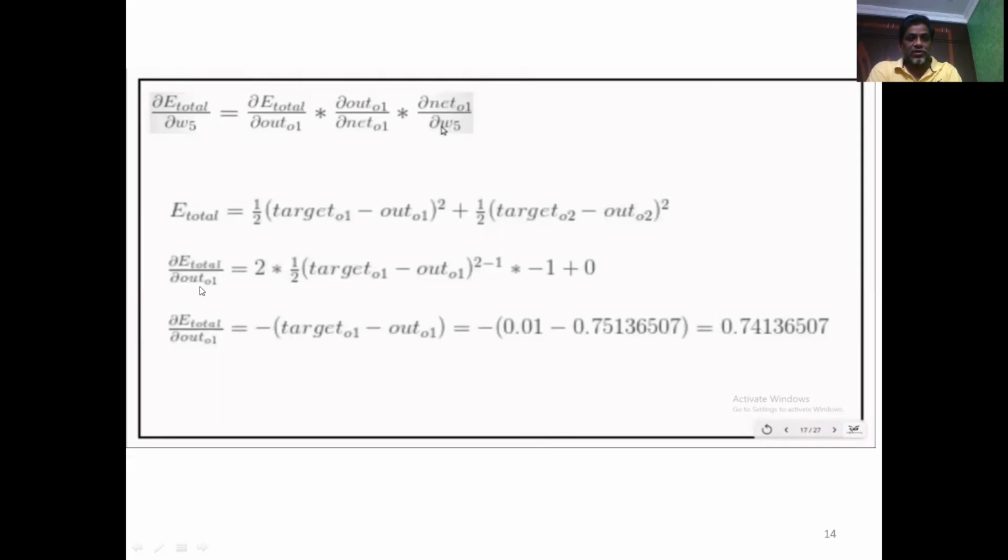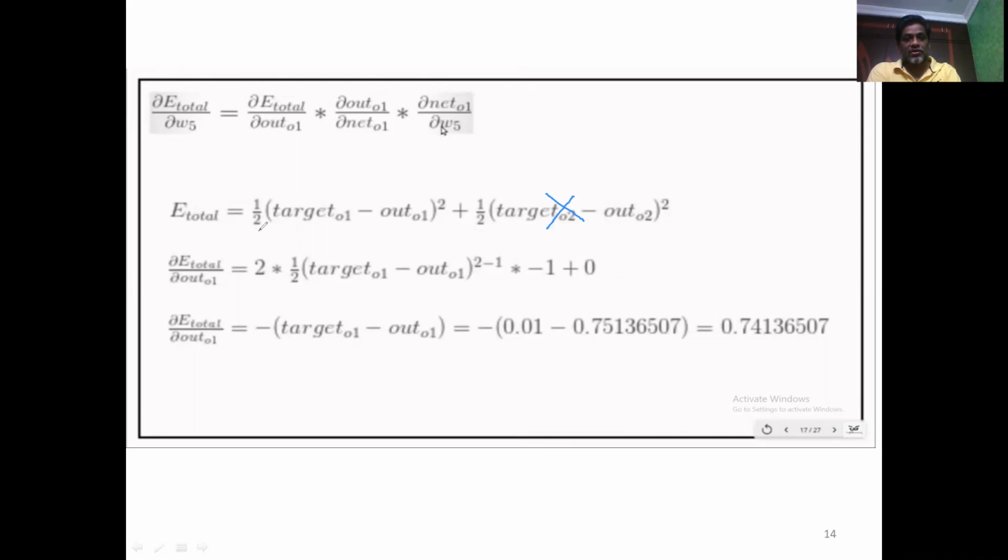Look at this. Dou E total by dou out O1 will be calculated by applying the partial derivative on E total. What is E total? It is the error term O1 plus error term O2. Error term O1 is half into target O1 minus out O1 whole square, plus half into target O2 minus out O2 whole square. So when you take the partial derivative with respect to out O1, this second term becomes constant, because it contains target O2 and out O2, and becomes 0.